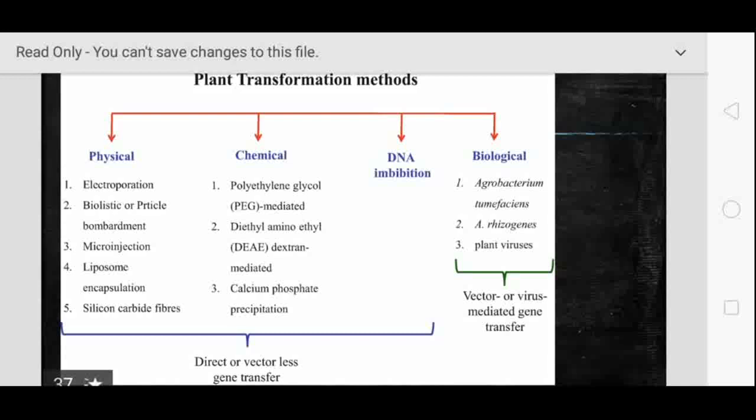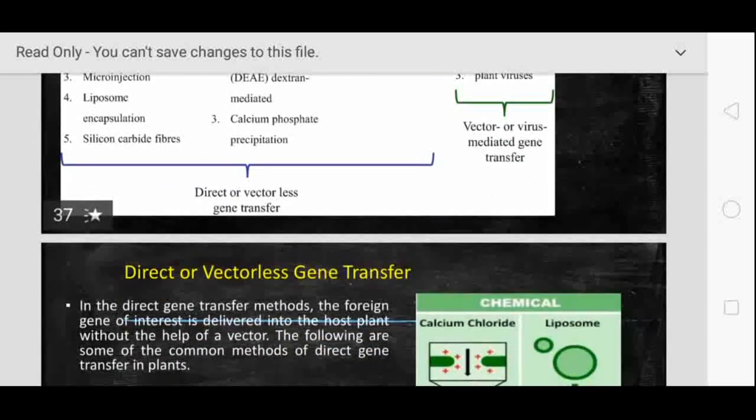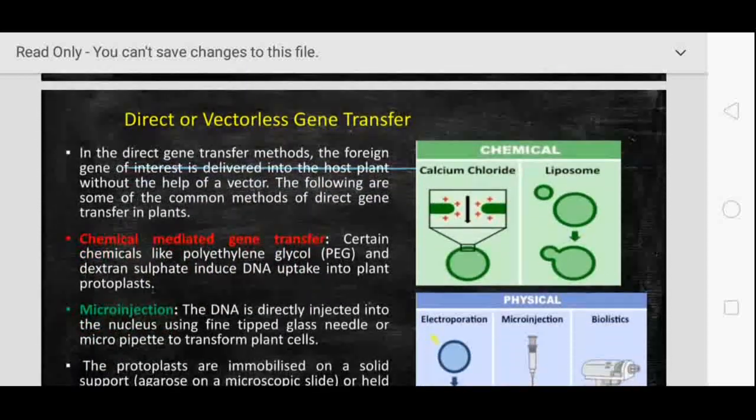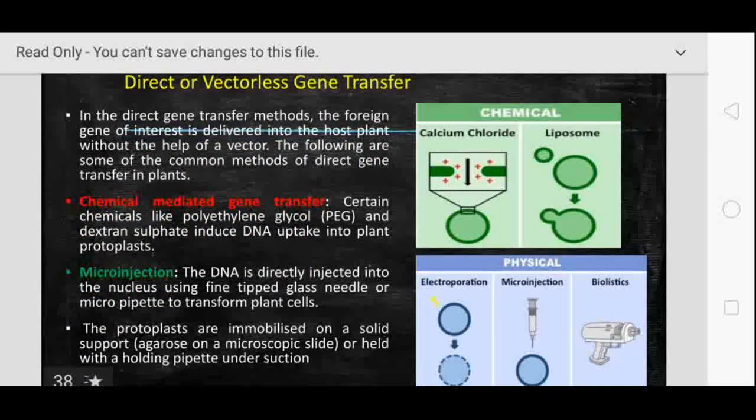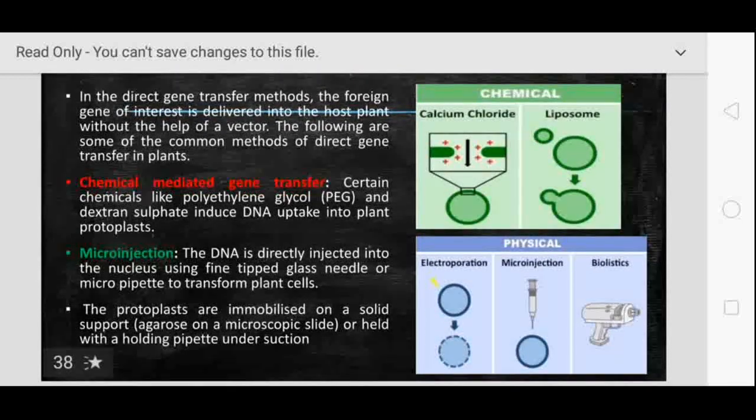So we have to call it vector or virus mediated gene transfer. It's also called the indirect transfer. Let us see the first one, direct or vectorless gene transfer. It is a method where our gene of interest is delivered into the host cell without using vectors.